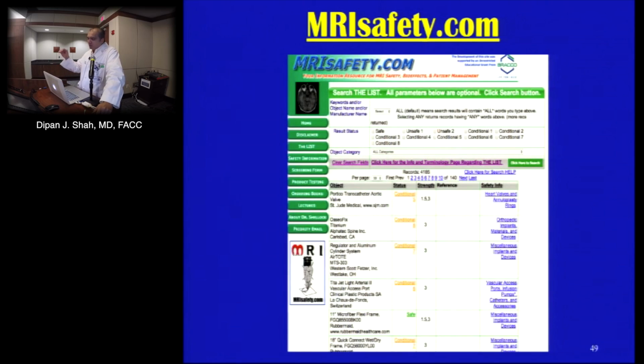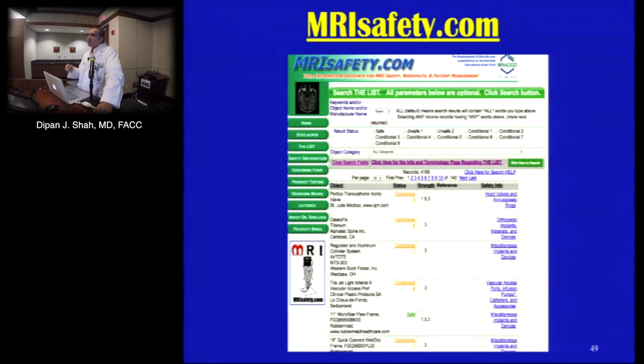For all these devices, it's impossible for anybody to memorize all of this. So what I would say is, leave home with this message. There's a website called MRIsafety.com. If you have a patient on the floor with a device, and you want to know whether this person can get an MRI or not, just go to this website. There's an area that says search the list. You just type in the name of the object, Medtronic Revo pacemaker or whatever it is, and it will tell you whether the device is MRI conditional or not.